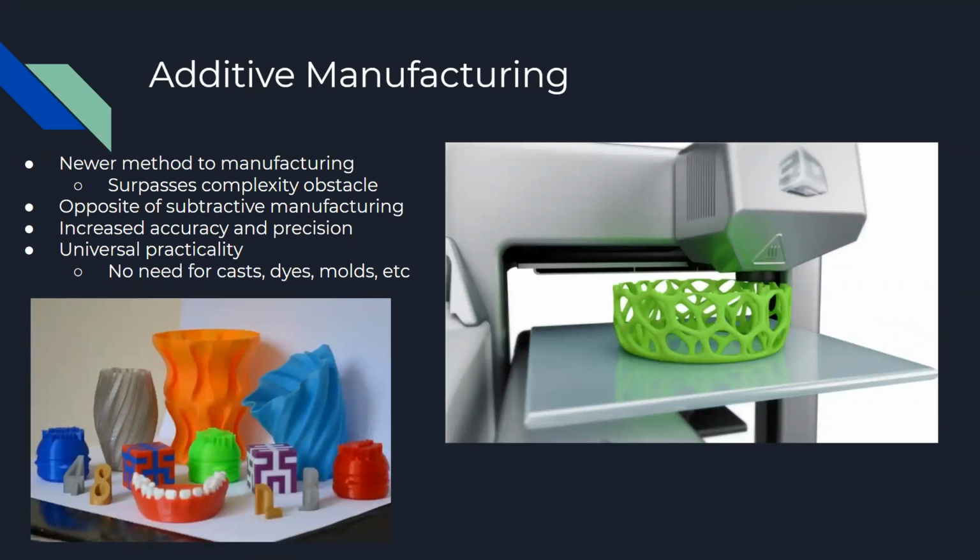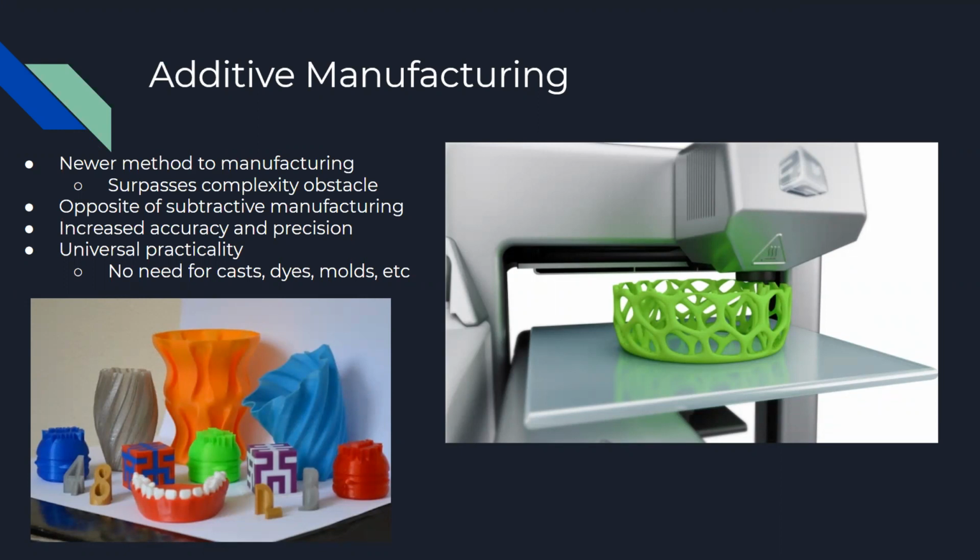Now, subtractive manufacturing includes processes such as milling or stamping. Any process that takes a piece of material and removes parts until a desired product is left is considered subtractive manufacturing. Now, additive processes build material up, which saves resources. So additive processes have become much more accurate and precise in recent years.